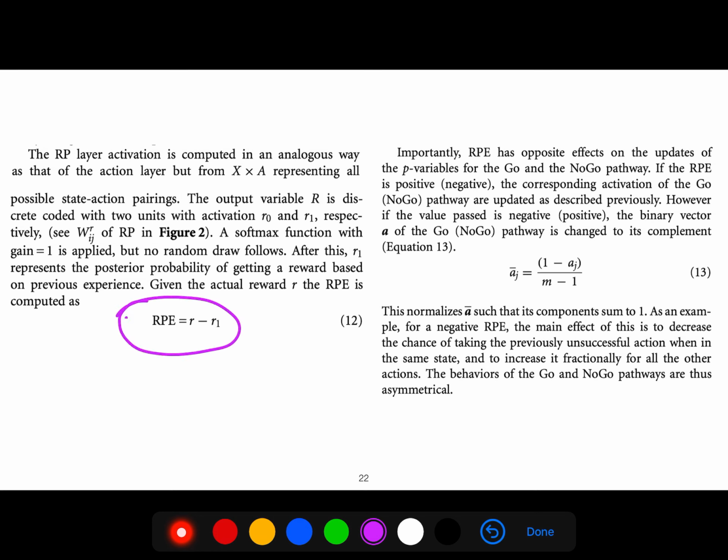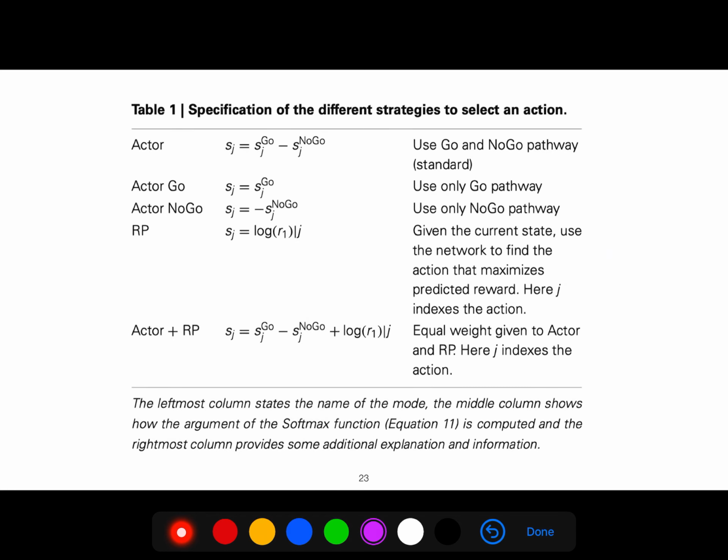And so this is the error and this is the action. However, if the value passes negative, the binary vector A of the go or the no-go pathway is changed like this. So it depends on you. If you use the actor model, this is your S. If you use actor and go only, this. But you can also use the reward because the log of reward could be S. Or you could combine the actor with the reward prediction.